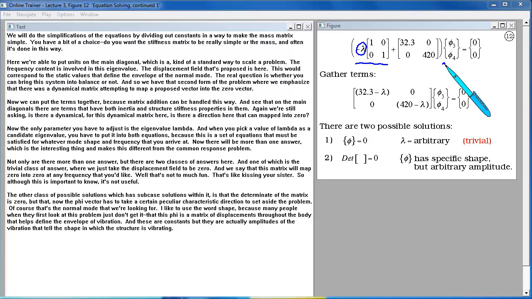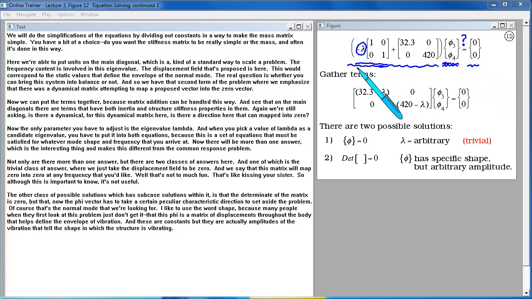The displacement field that's proposed is here. This would correspond to the static values that define the envelope of the normal mode. The real question is whether you can bring this system into balance or not. And so we have that second form of the problem where we emphasize that there is a dynamical matrix attempting to map a proposed vector into the zero vector.